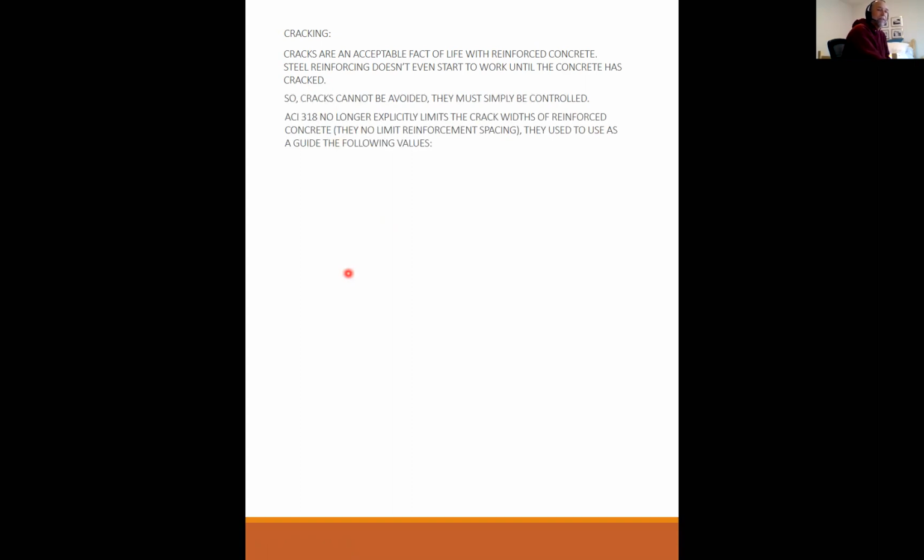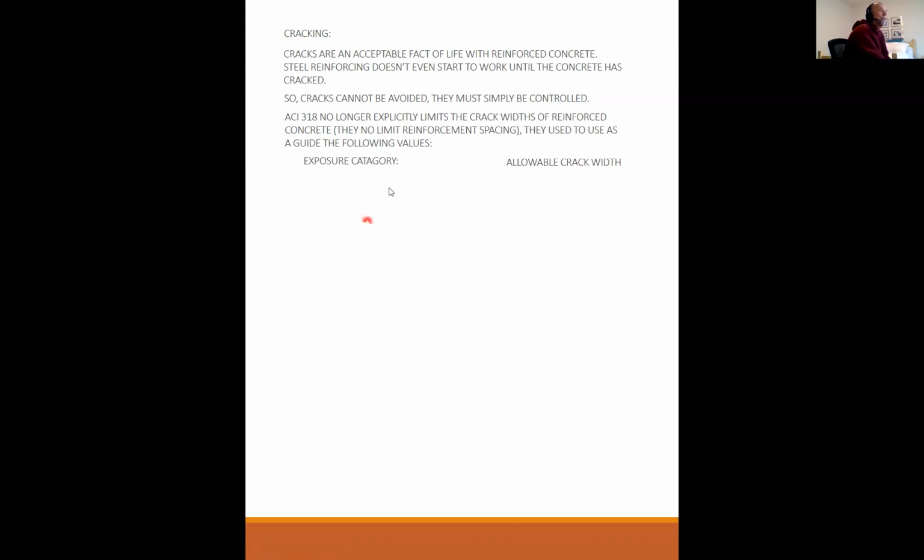ACI 318, since 2002, no longer explicitly limits the crack widths of reinforced concrete. They limit reinforcing spacing instead. They used to use as a guide the following values. So what they used to say is what a lot of us still follow.